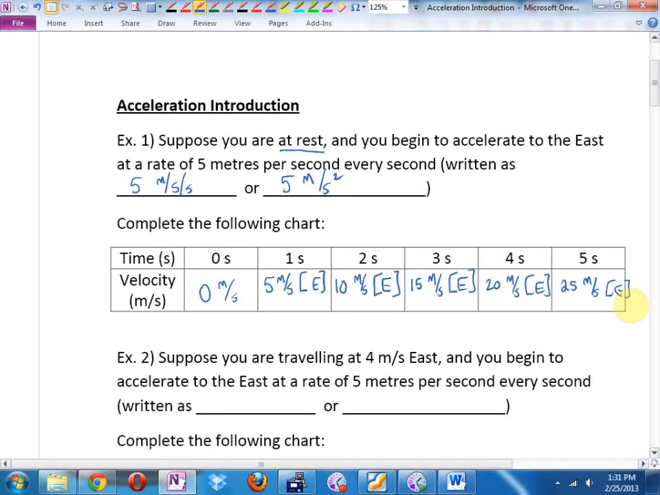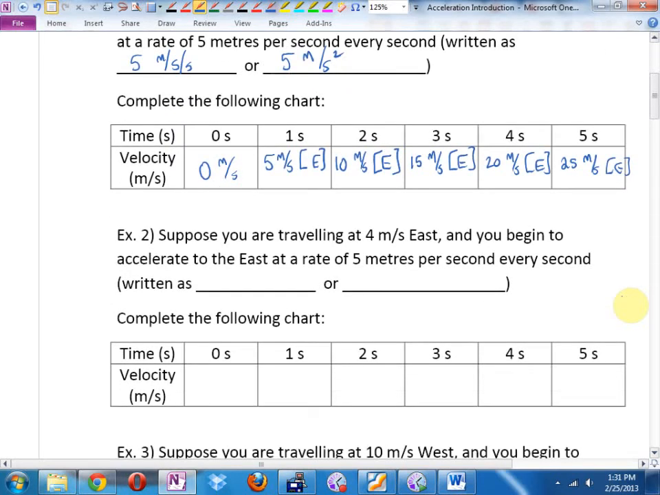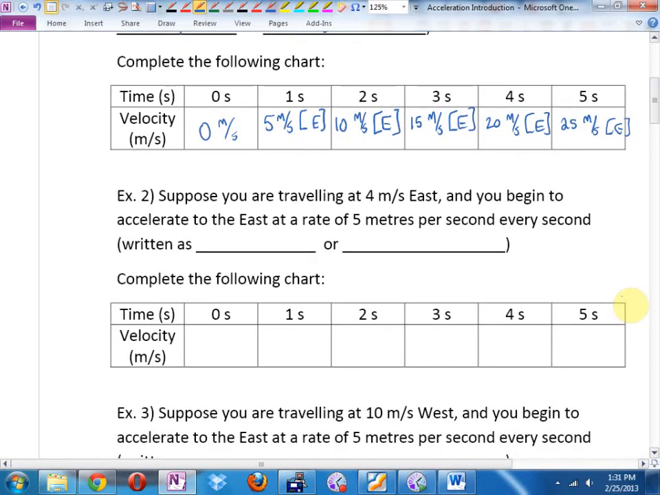Example 2. Okay, now we're not starting at rest. Suppose you're traveling at 4 meters per second east, and you begin to accelerate to the east at a rate of 5 meters per second every second, written as 5 meters per second per... Oh, heck. 5 meters per second squared is the much shorter way to write it. Are you starting at rest this time? No? Okay, at time 0, then what's your velocity, magnitude and direction?